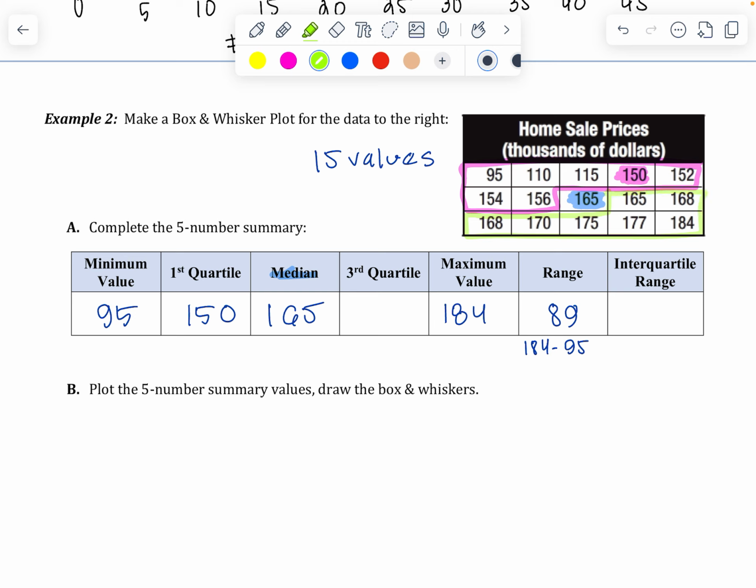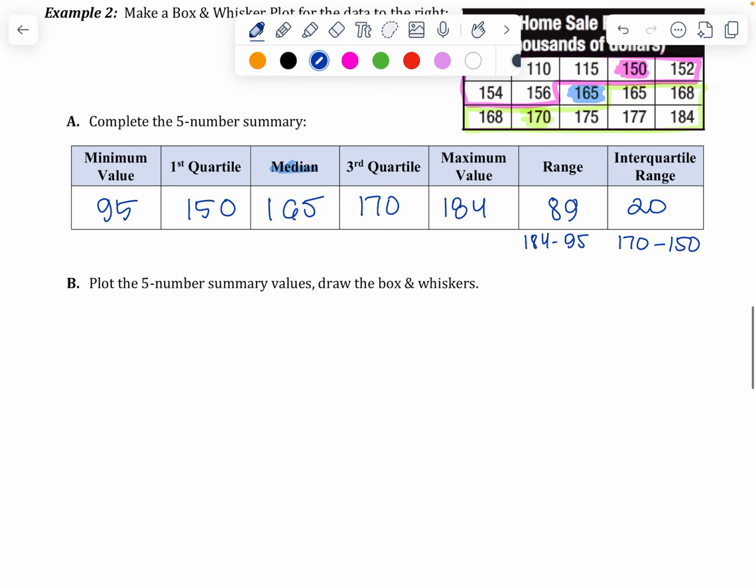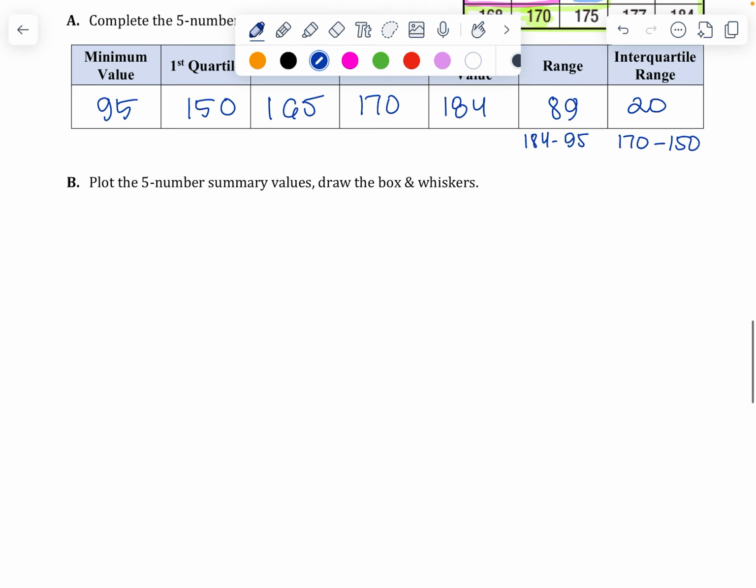Then I need to do the same thing for the Q3 value. You're going to look at the second half of the data. The number in the middle is the 4th one, 1, 2, 3, 4, 170. So 170 is our Q3. To get our interquartile range, we're going to take Q3, which is 170, minus Q1, which is 150, and we get our interquartile range, which is 20. All right, now we can make our box and whisker plots.